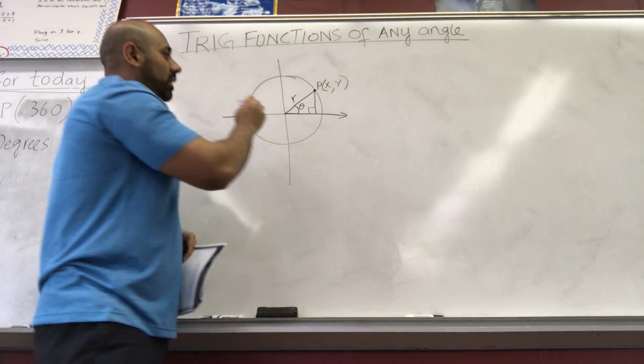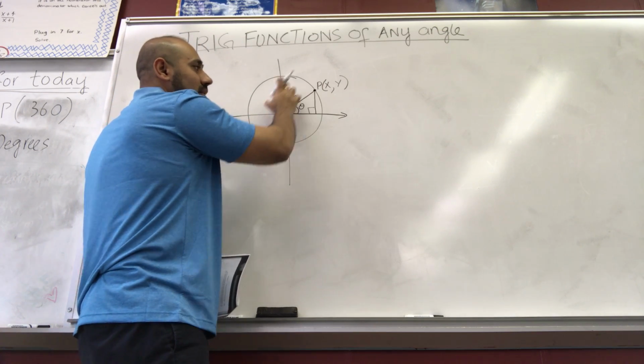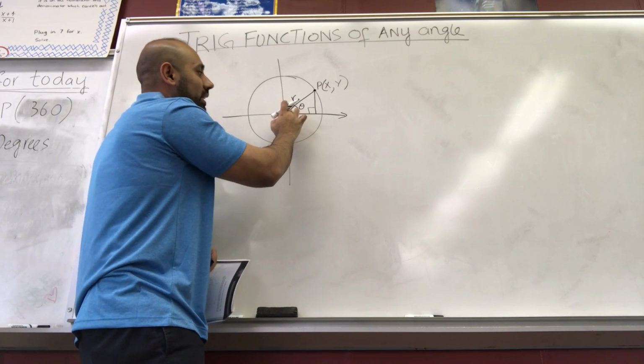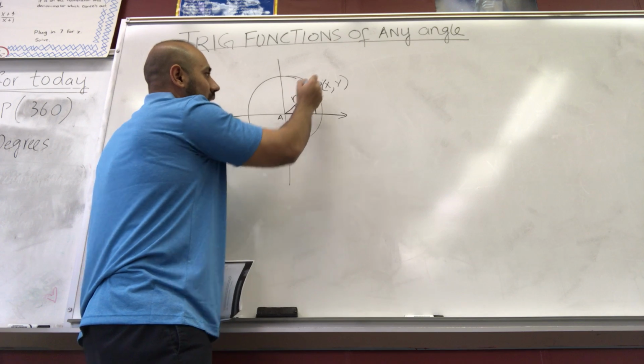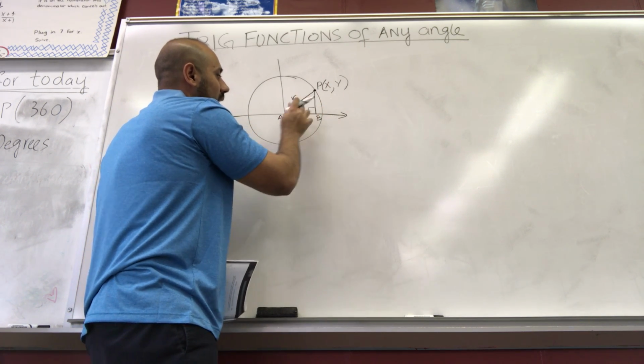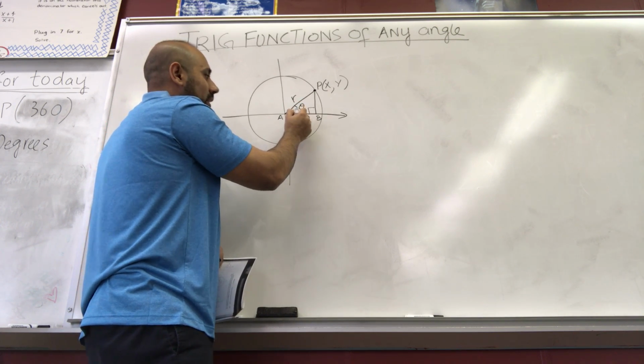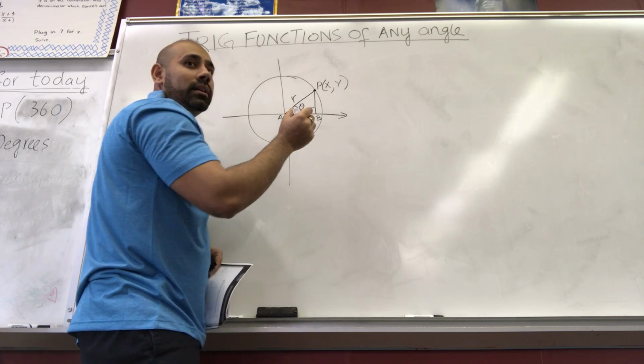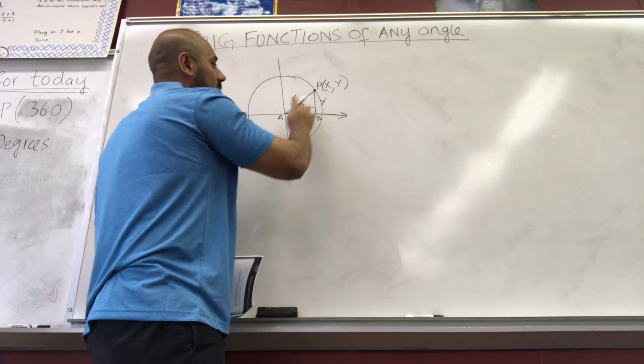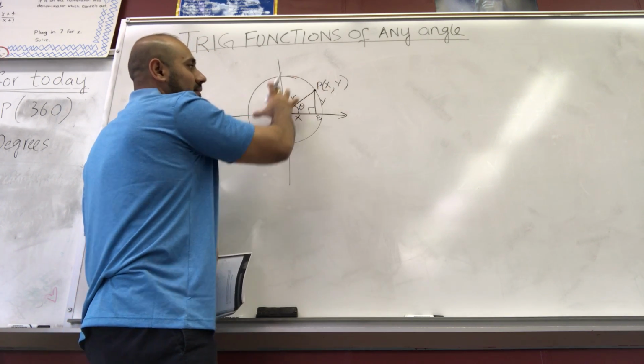If this is radius r, and you just focus on this triangle, which is called the reference triangle, let us label this as point A, point P, and point B. What is the length from A to B? X. What is the length from B to P? Y. Good. So you have this reference triangle in the first quadrant.